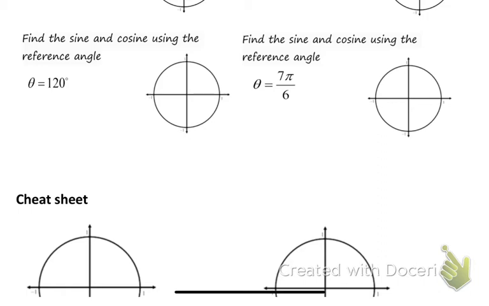120. Is that closer to 180 or 360? 180. How far away is it from 180? 60 degrees. So we need to know two things. So I know theta prime equals 60 degrees. I also need to know what quadrant we're in. Not what quadrant 60 degrees is in, because that's always our first quadrant. I need to know what quadrant the original angle is in. We're in quadrant 2, right? So as soon as I know I'm in quadrant 2, I could even point to that and say, hey, I'm in quadrant 2.